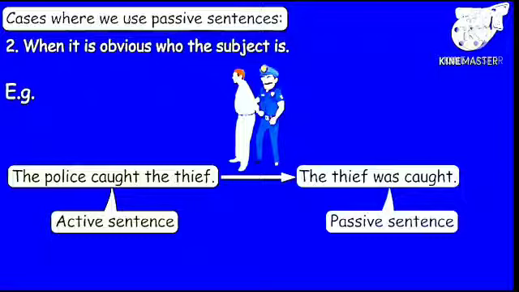One more way to change the voice is when it is obvious who the subject is. Example, the police caught the thief. It is obvious that the thief will be caught by police. So, if we are changing it to passive, it can be written the thief was caught.